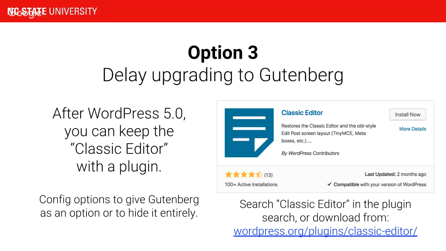Gutenberg still has some accessibility issues. Unless it's just you who uses the site, we have a responsibility as a university to make sure all the stuff we use is WCAG 2.0 compliant for accessibility. And it's not entirely clear that WordPress Gutenberg meets those standards.